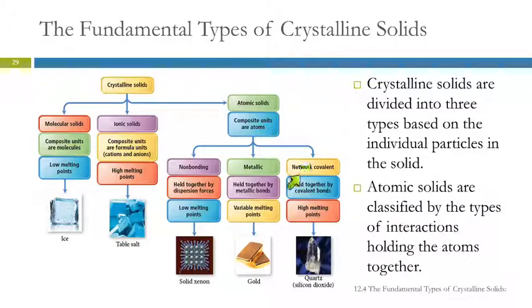A network covalent solid has atoms that are covalently bonded to each other throughout the entire crystal lattice. And so a diamond is an example of this. Quartz, which is silicon dioxide, is another example of this. A piece of quartz is truly one ginormous molecule. There are no intermolecular forces. The silicon and the oxygen in it are covalently bonded to each other all the way throughout.